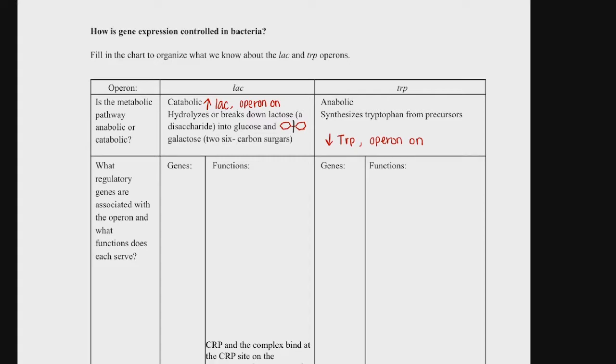Whereas for tryptophan, it is an anabolic reaction, so it synthesizes tryptophan from precursors. Tryptophan is very necessary in a lot of processes that go on in the body, so it needs to be produced all the time. It's not similar in function to glucose, but we need glucose all the time. It's used in a lot of things. Tryptophan is similar, and that's needed. So when there's a decrease in tryptophan concentration, that's when the operon is on.